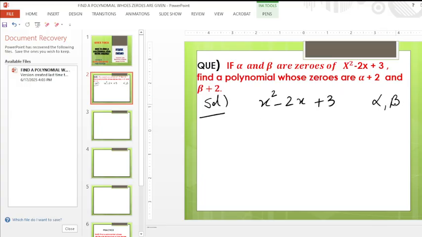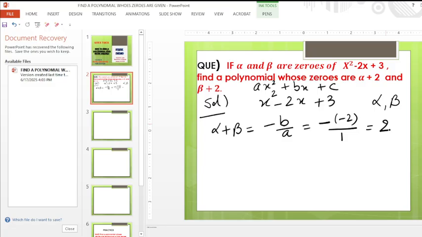So if zeros are given and we know this is a quadratic polynomial, we can write it in general form ax square plus bx plus c. So we can easily find a, b and c. A is the coefficient of x square, b is the coefficient of x, and c is the constant term. So the sum of the zeros, alpha and beta, is minus b upon a. Compare it: b is minus 2, and a is 1. So we are getting 2.